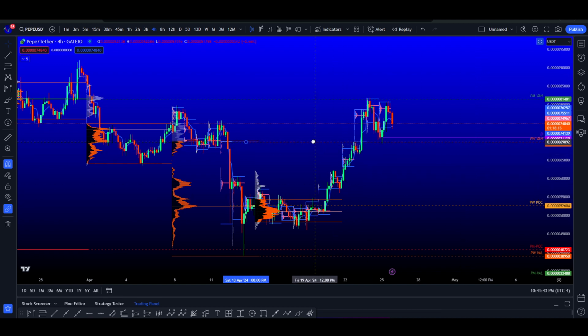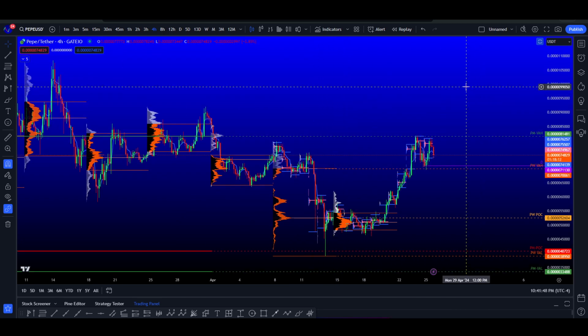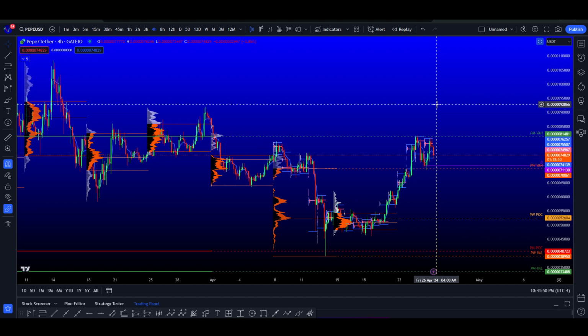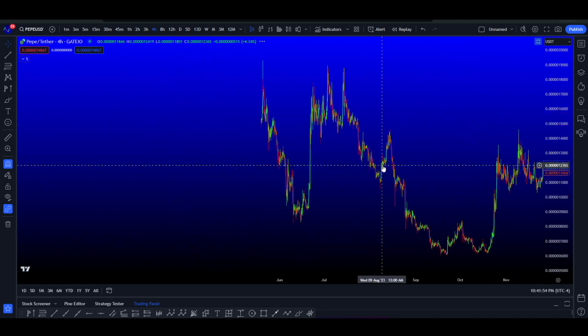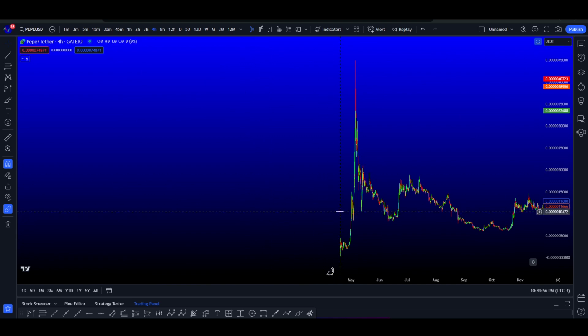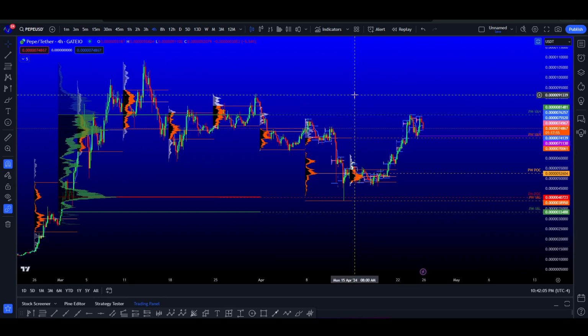So today, I wanted to go ahead and go over Pepe USDT on the Gate IO chart, just because it has the longest history, as you can see. Going all the way back until April 19th, 2023. So very interesting chart here.